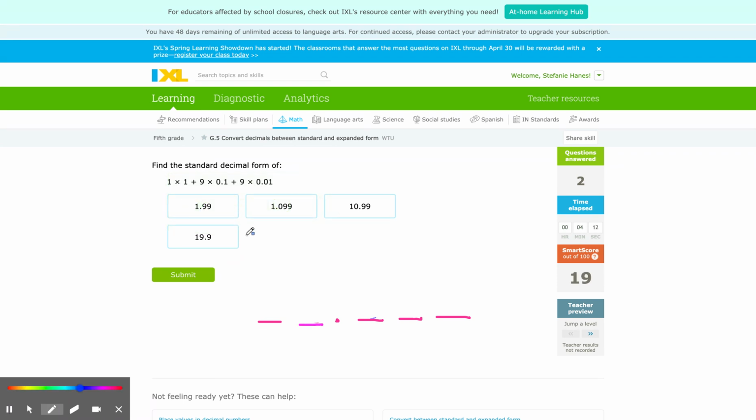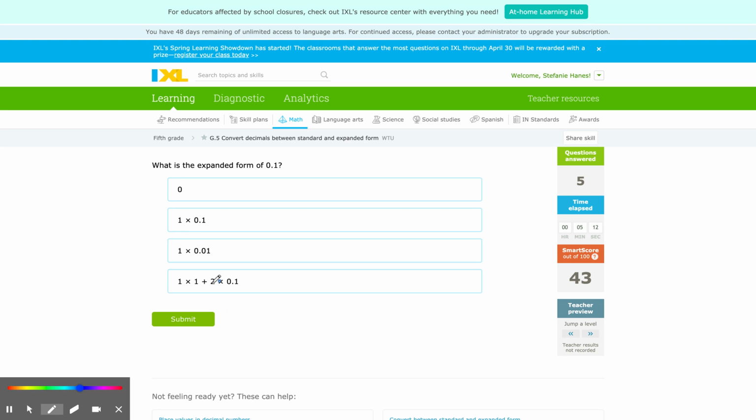Let's do one more of these. So I have 1 times 1, so my place value is in the 1 spot. 1 times 1 equals 1. 9 times 1/10, again, that goes in the 10th. 9 times 1 equals 9. And over here, I have 9 times 100th. So it's going to be 9 times 1, and then 2 spots over, which is 9. And that gives us our answer. So again, it's just making sure you put it in the right place. So 1.99 would be our answer.